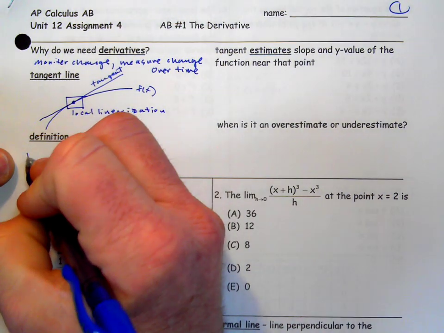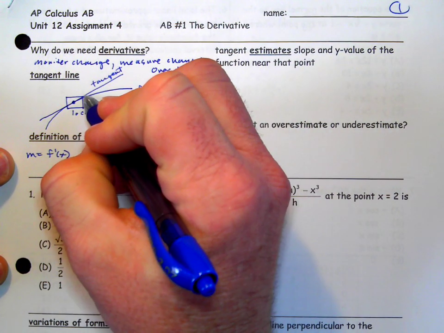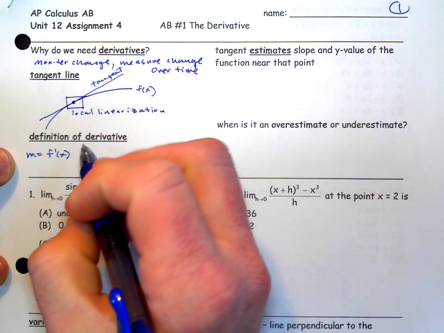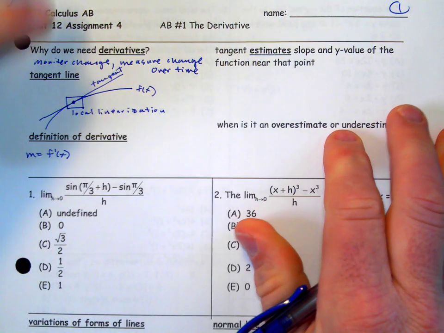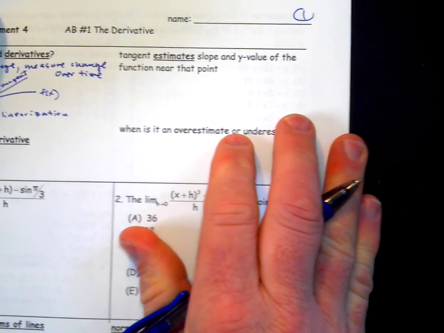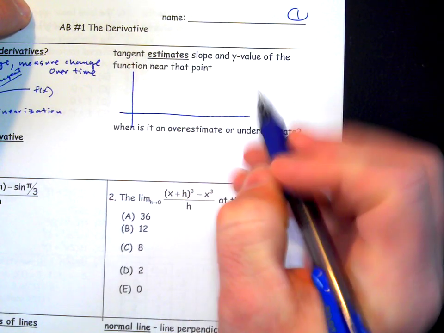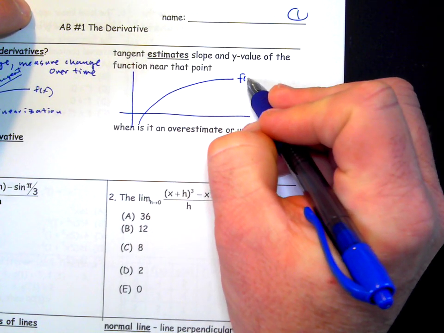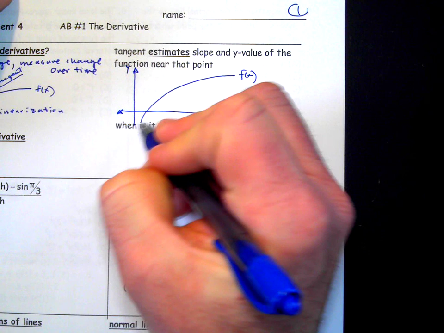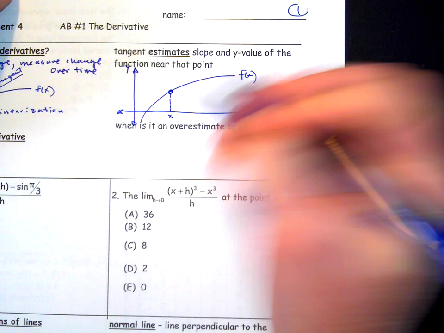The definition of the derivative, the slope, which equals the derivative, is we take a point near this point, and I think I'm going to show that over here. Actually, I'm going to go over here first. So the tangent estimates slope and the y value of the function near the point. So I'm going to draw this picture again. We have some kind of curve, f of x, x, y, and we want to know the slope at some point x.